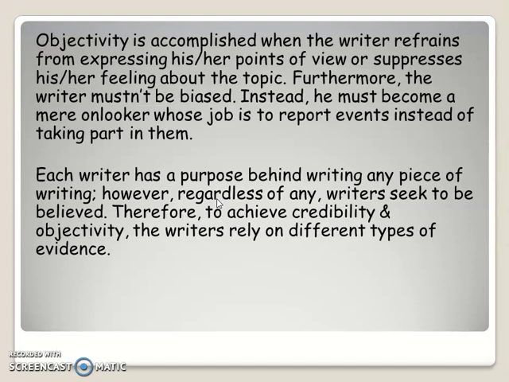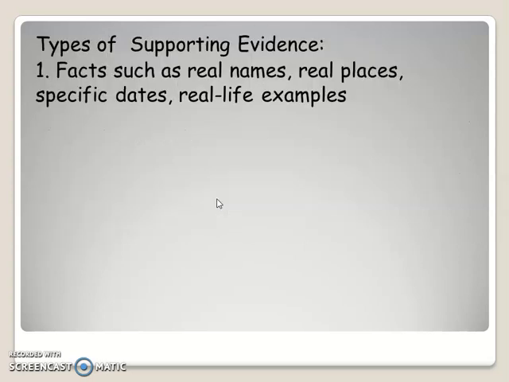Mainly, each writer has a purpose behind writing any piece of writing. Usually, if he's writing objectively, he's trying to be believed. He's trying to achieve credibility, objectivity, and reliability. How does the writer achieve credibility? We have mainly four types of supporting evidence. Let's start with the first one, which is mentioning facts.